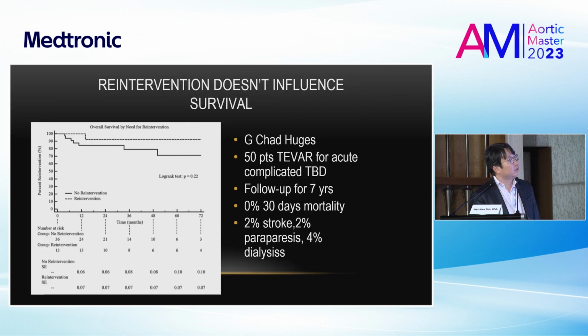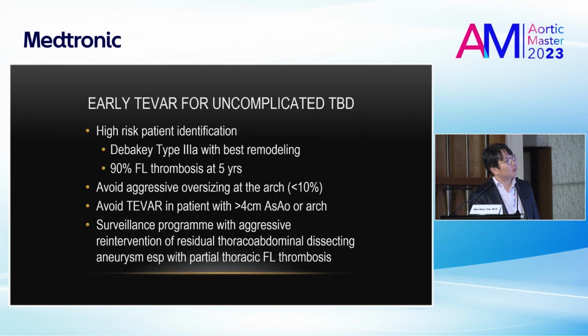And you can see here, although we know that TEVAR had a higher reintervention rate, from this study we find that the reintervention rate doesn't have a very negative effect on the overall survival. So although we have more reintervention, I think we can still do it with quite low morbidity. Like here, you can see 0 30-day mortality, 2% stroke, 2% paralysis, and 4% hemodialysis. So I think early TEVAR for uncomplicated type B dissection is very justified, especially for the high-risk patient.